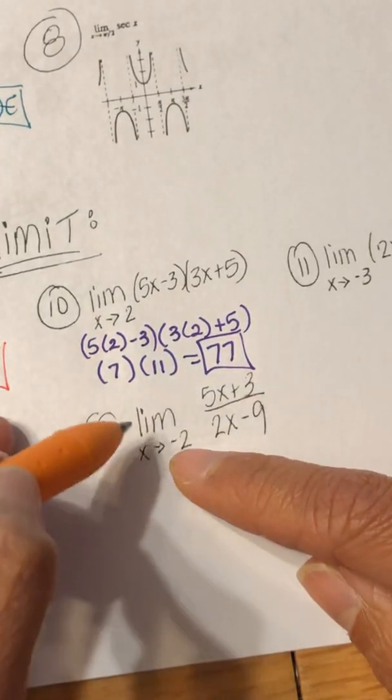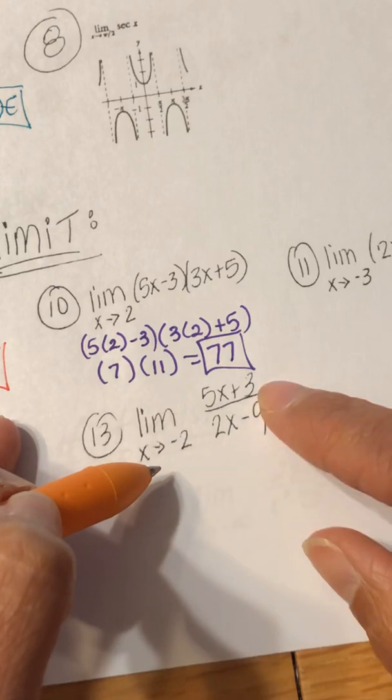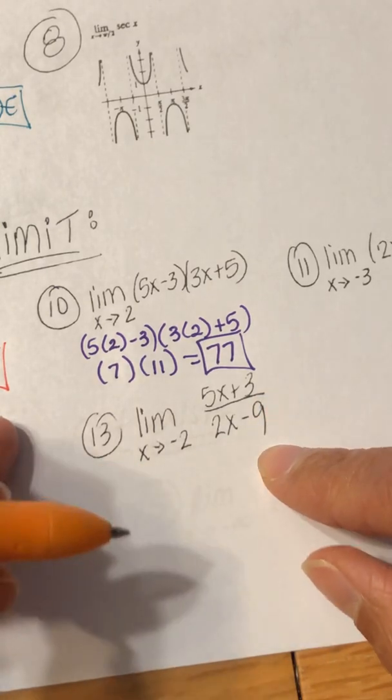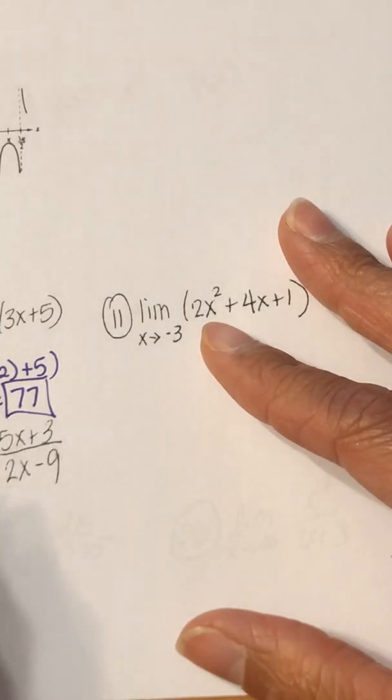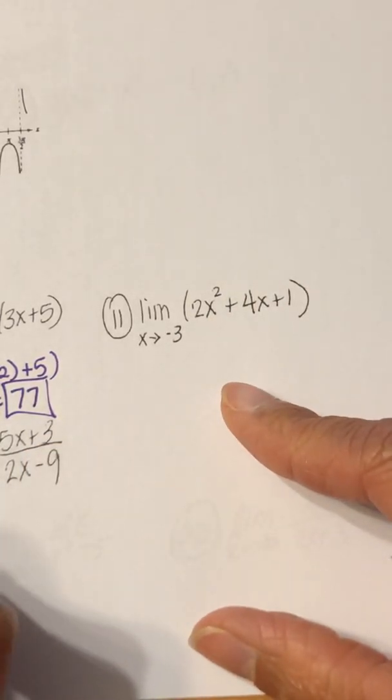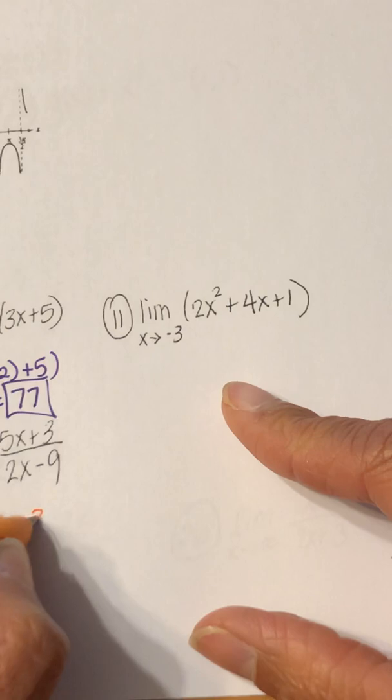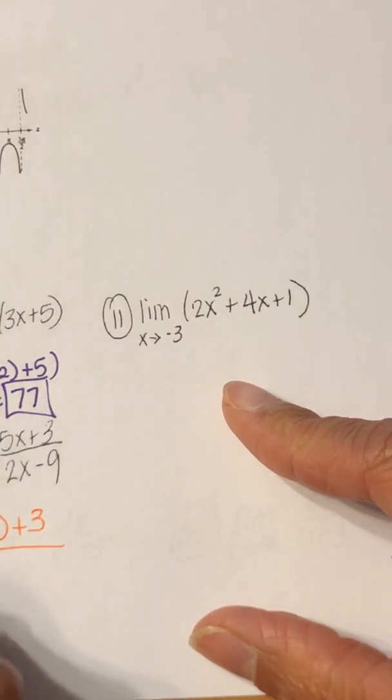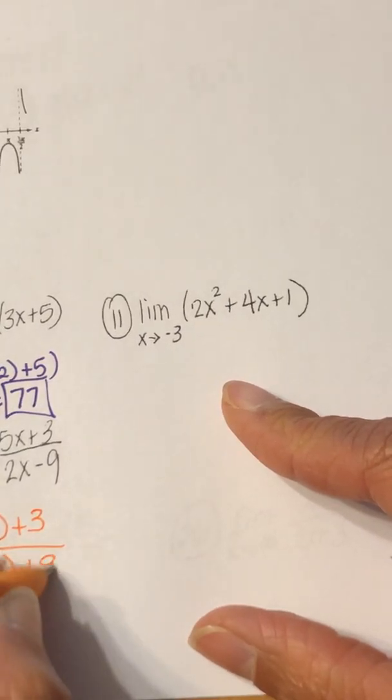Garcia. Okay, so limit as x approaches -2 of 5x plus 3 over 2x minus 9. So let's go ahead and plug in a -2 for the x. So I have 5 times -2 plus 3 over 2 times -2 plus 9.